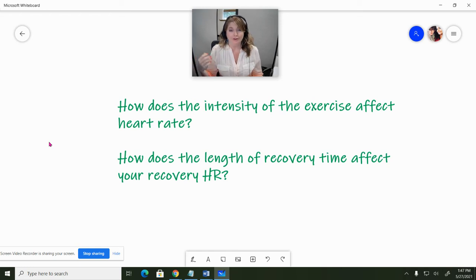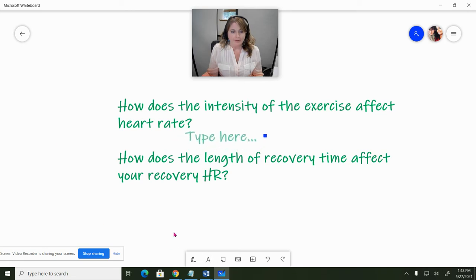So your recovery heart rate is basically how long does it take you to get back down to just a regular resting heart rate. So again, you would do multiple trials of exercise and then wait increasing lengths of time before you took your pulse to see what your heart rate was at that time.